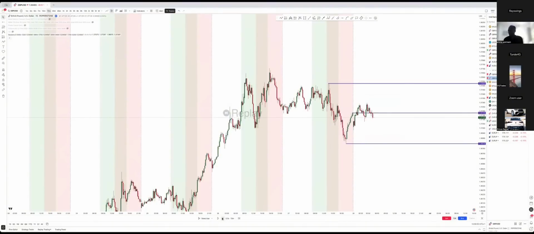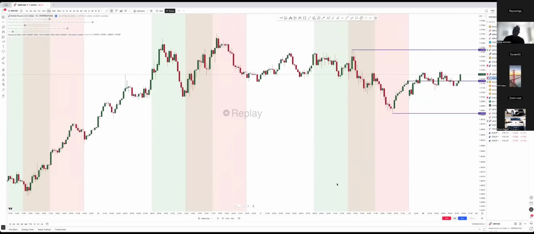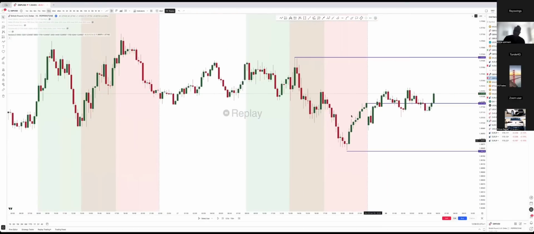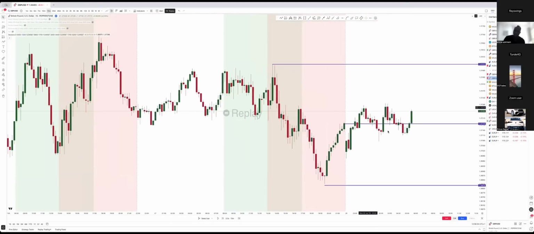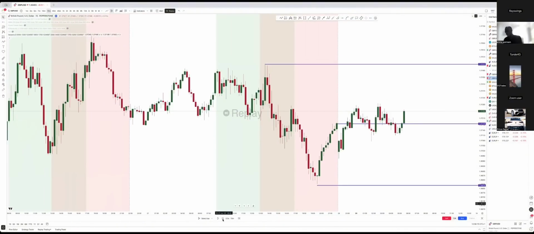Okay, not yet. Now look at this, please. Everybody pay attention to what I'm showing you now. Look at the way price is moving. It breaks above, breaks below, breaks above, breaks below, breaks above. Why? Because market is not in its original section. Let's wait for when price will be in its original section, which is London section.